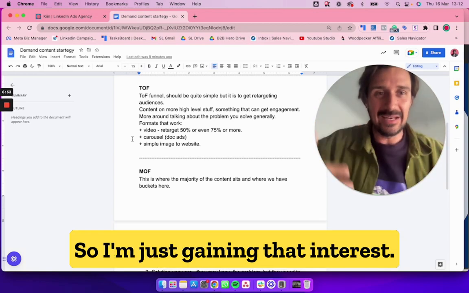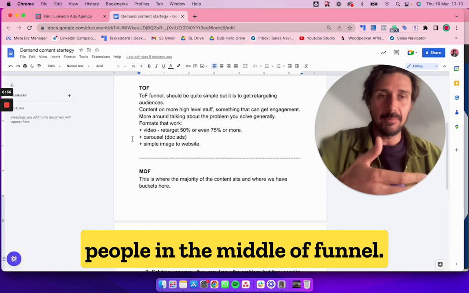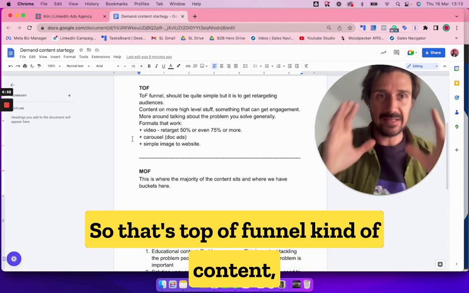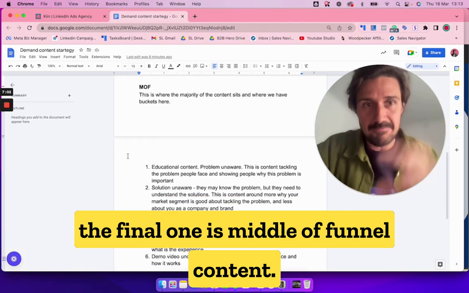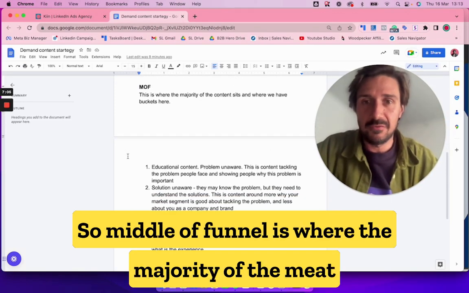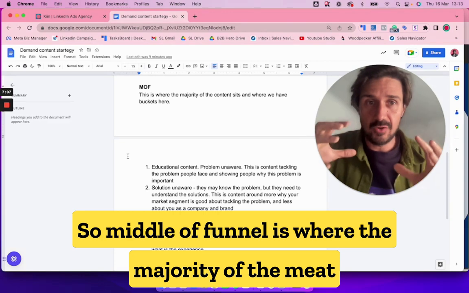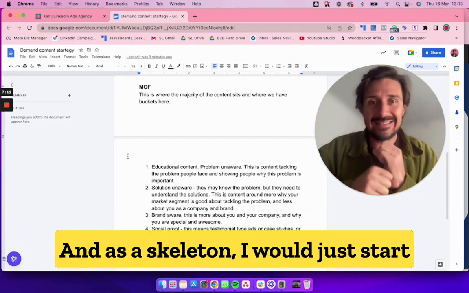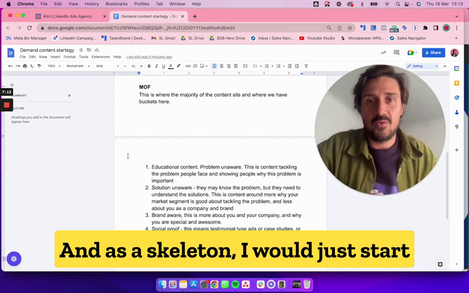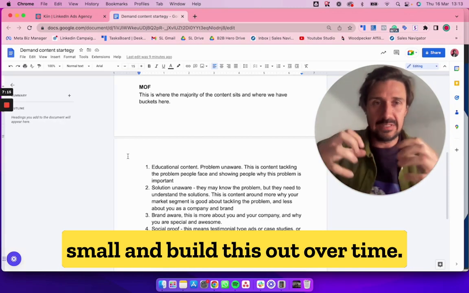So I'm just gaining that interest. I'm going to be retargeting these people in the middle of funnel. So that's top of funnel content. The final one is middle of funnel content. Middle of funnel is where the majority of the meat happens, and something we need to pad out over time. And as a skeleton, I would just start small and build this out over time.